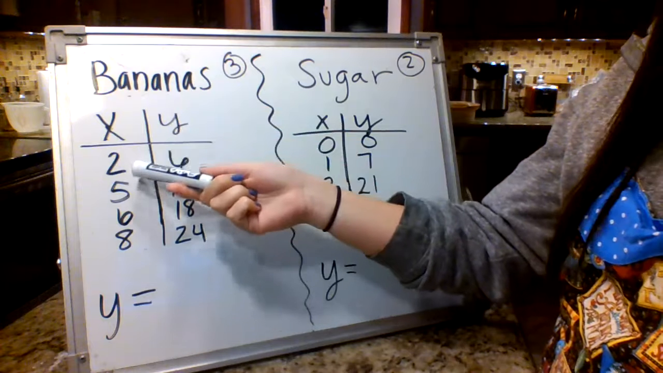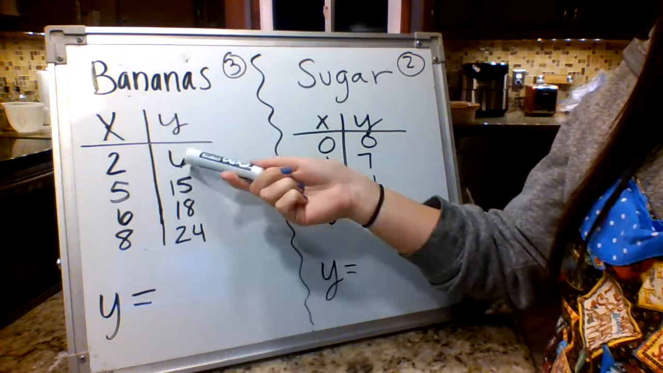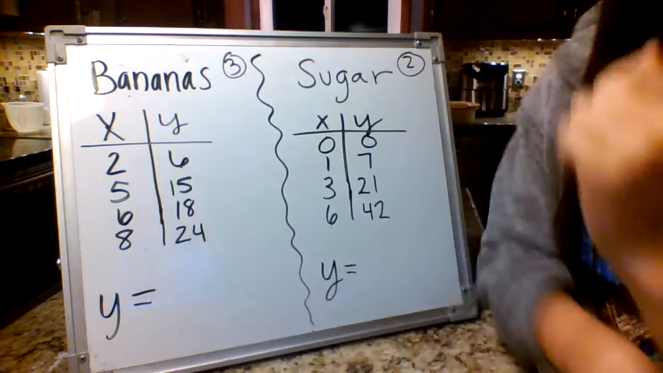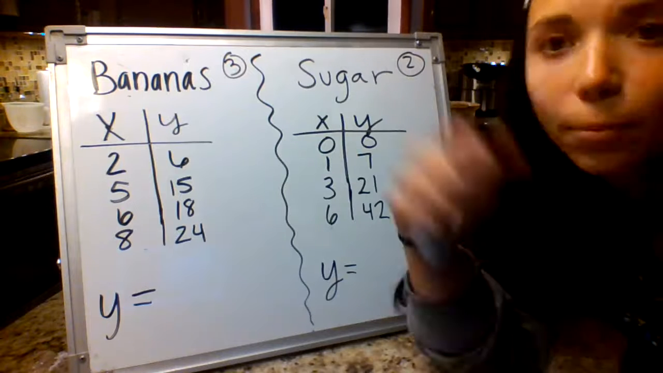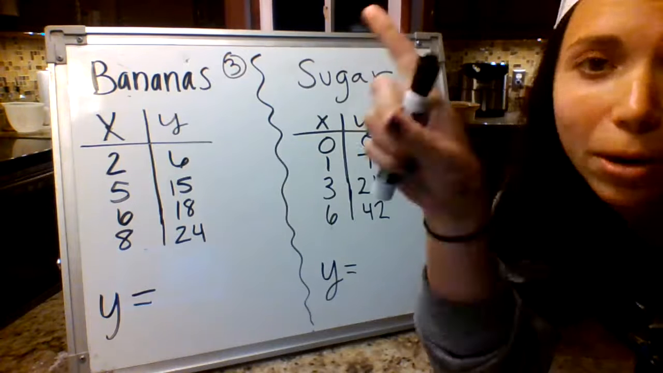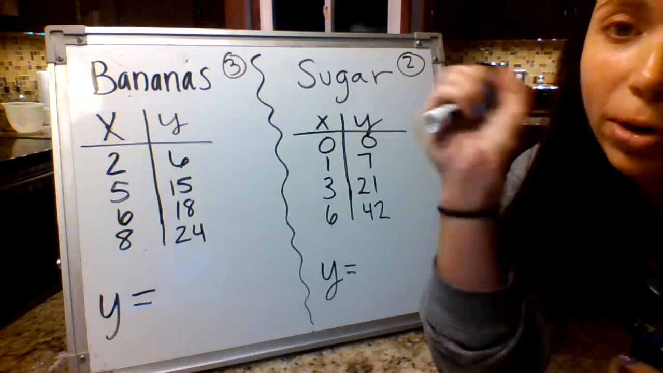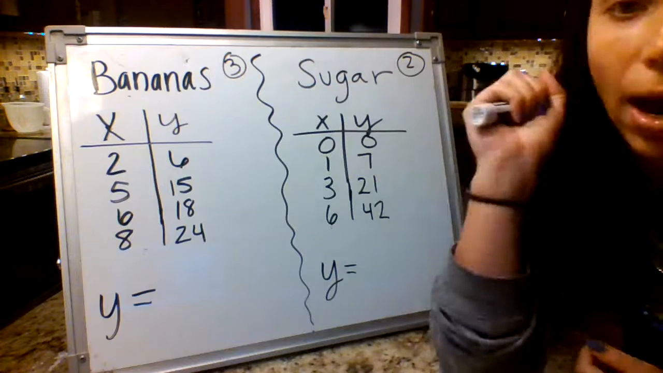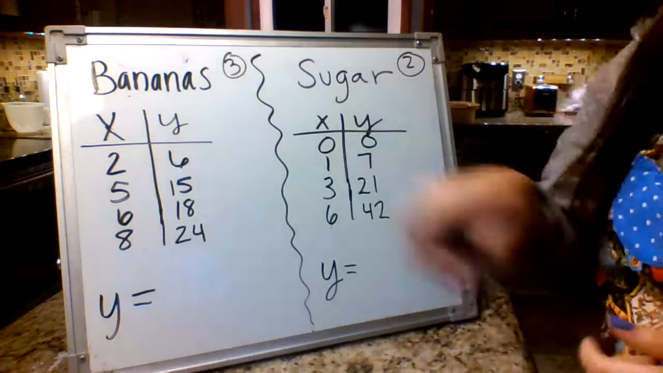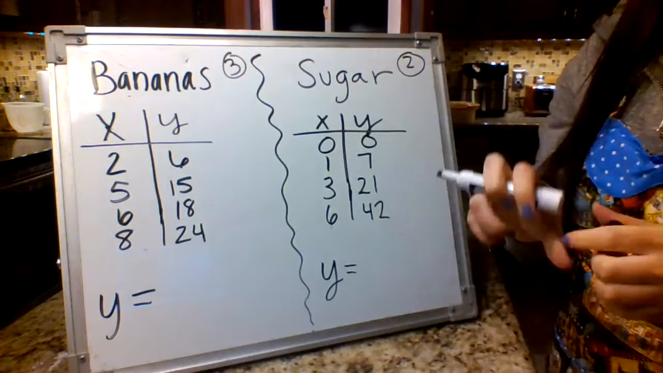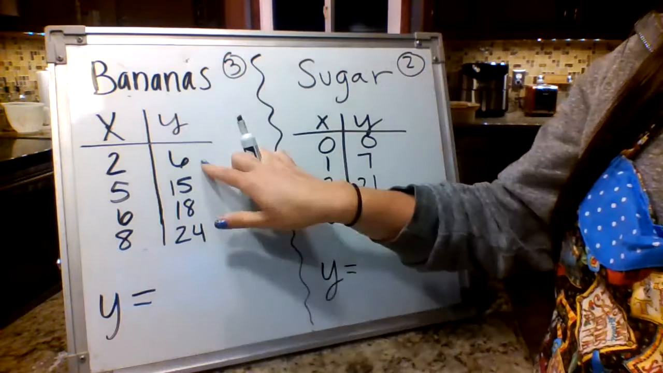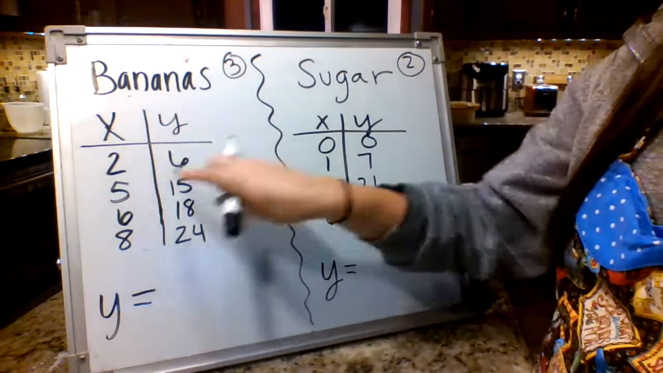So in the recipe, it said that if I wanted to make 2 batches, I would need 6 bananas. But as I said earlier, I'm not wanting to make 2 batches. I only want to make 1. So I've got to figure out the unit rate for each of these ingredients. Some of them are given to me, but in this case, bananas, I only know that for 2 batches, I need 6 bananas. But we can notice a pattern, the relationship between X and Y.